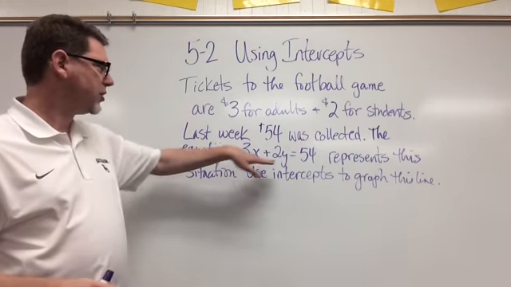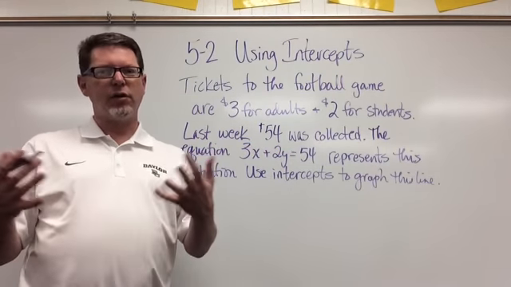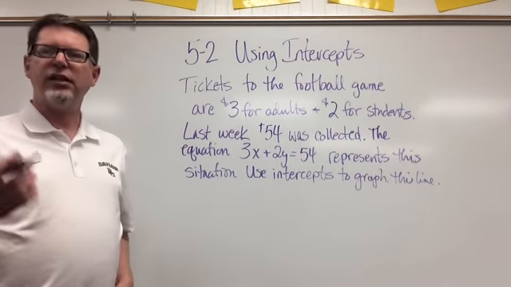So I have my equation, 3x plus 2y equals 54, and I need to find the intercepts, and then what we're going to do with those is interpret what they really mean. So let's find the intercepts first, and then we'll interpret.